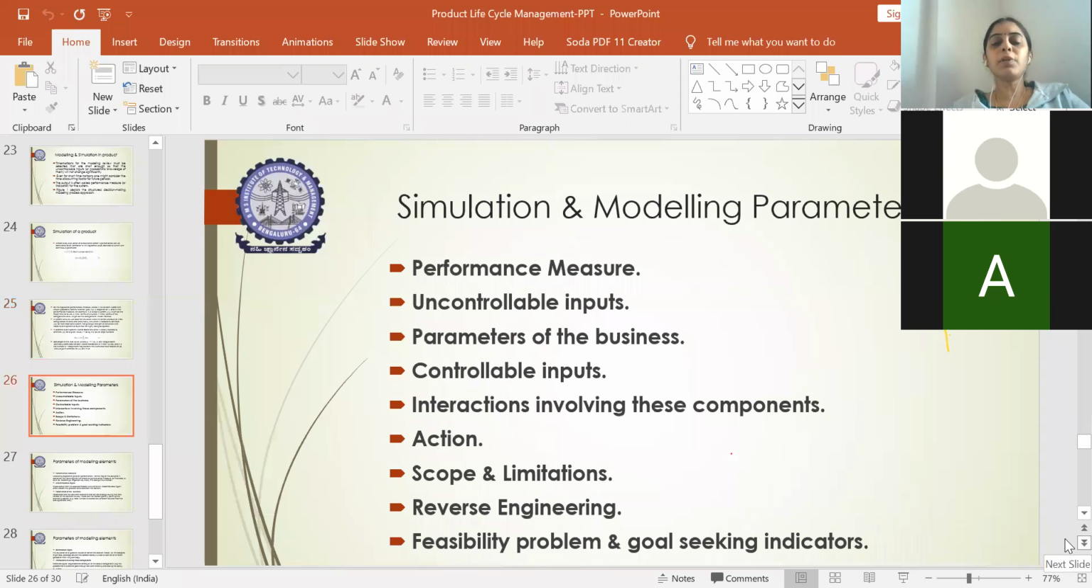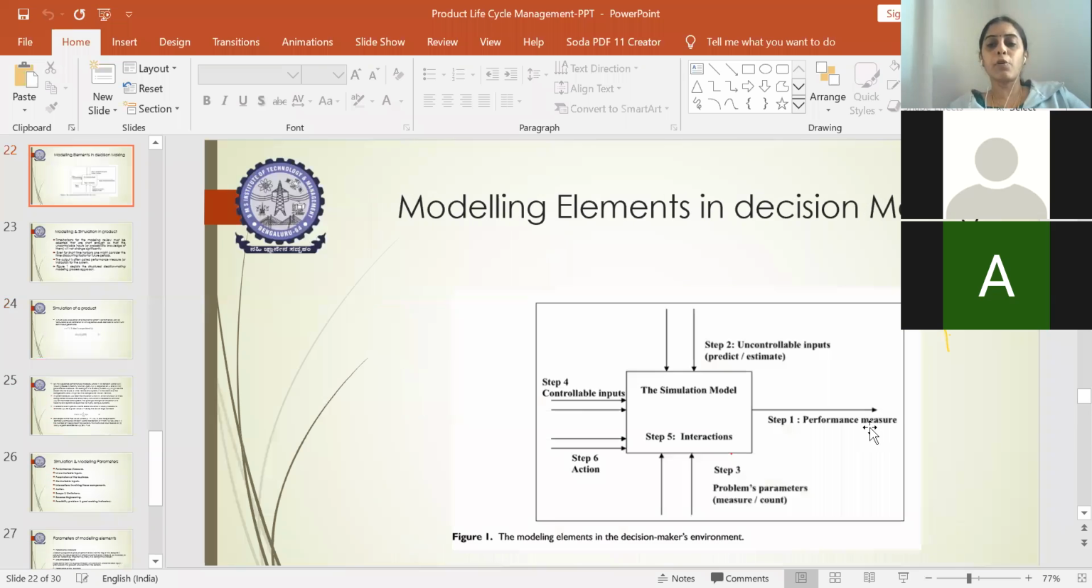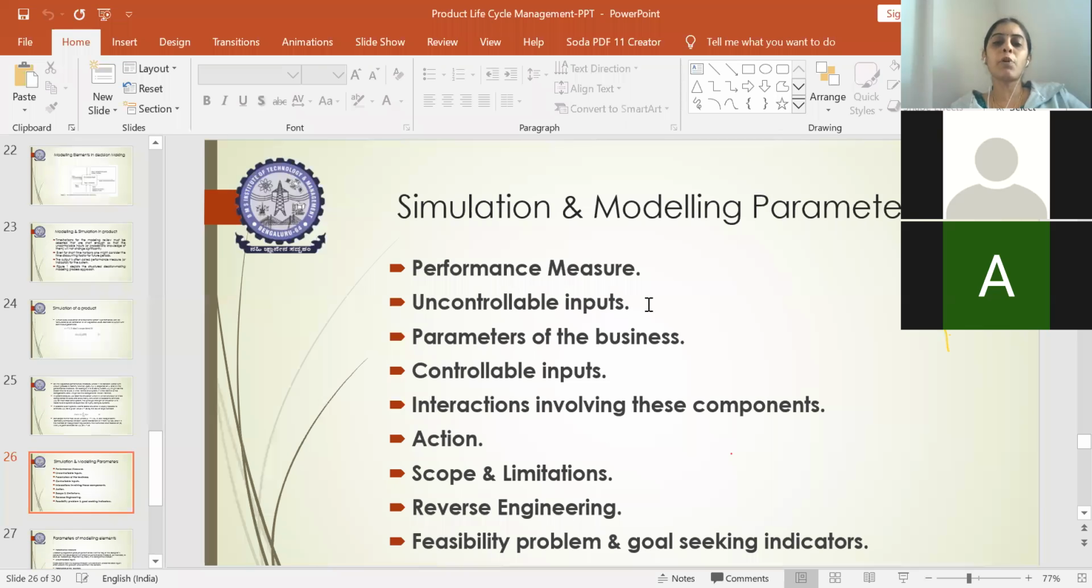Finally, the simulation and modeling parameters help in improving many factors. One is the performance measure, which we have already studied in the simulation model, which is nothing but the parameter Z. Then the uncontrollable inputs, which I also explained related to any functional product. There will be controllable and uncontrollable inputs.